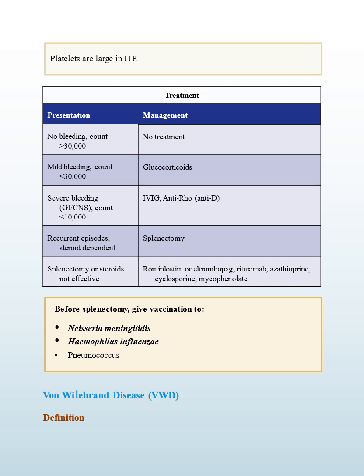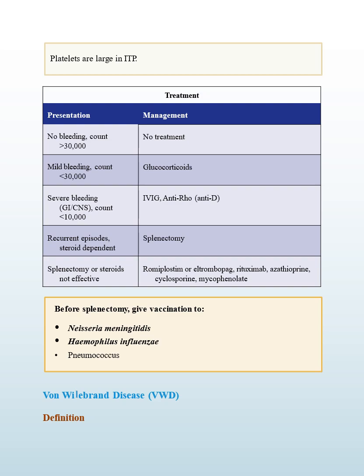And number 4 scenario, if we have recurrent episodes and steroid-dependent patient, we need to do splenectomy. And number 6 scenario, if splenectomy or steroids are not effective, we need to start the patient on several medications such as romiplostim or eltrombopag, rituximab, azathioprine, cyclosporin, or mycophenolate.